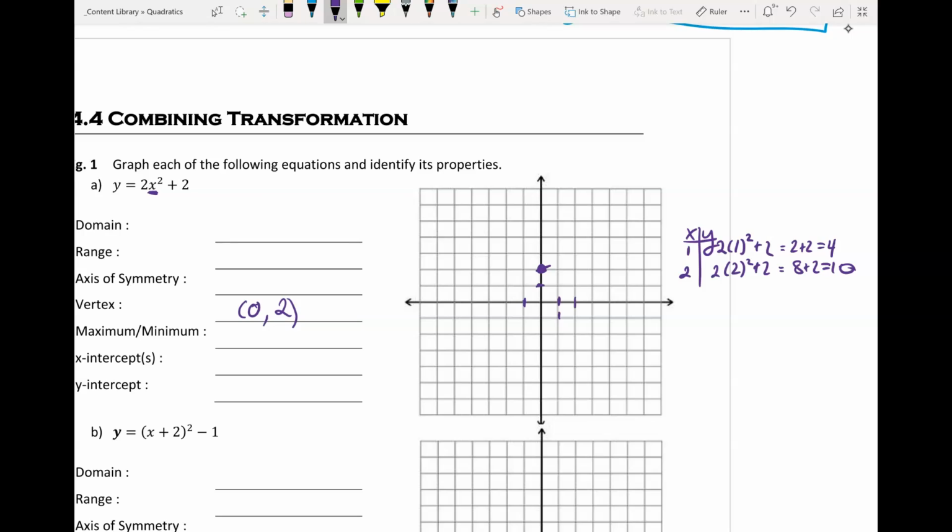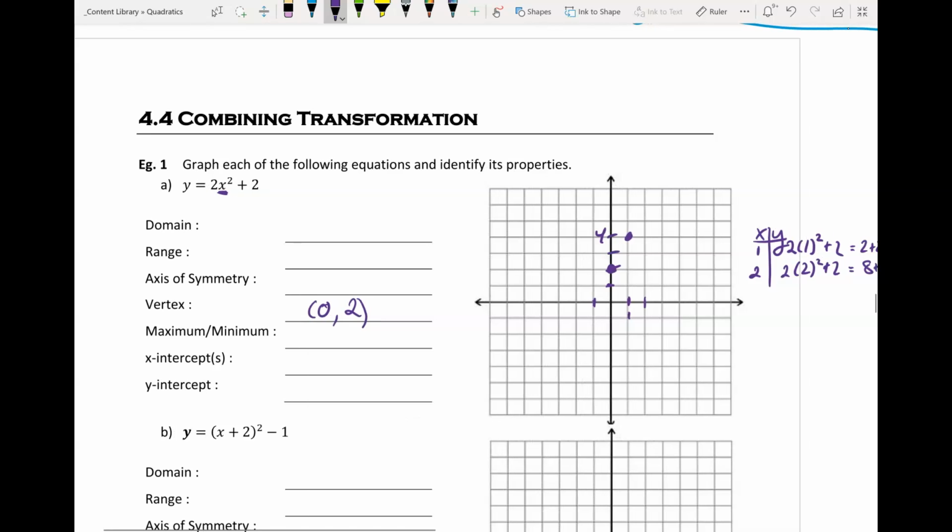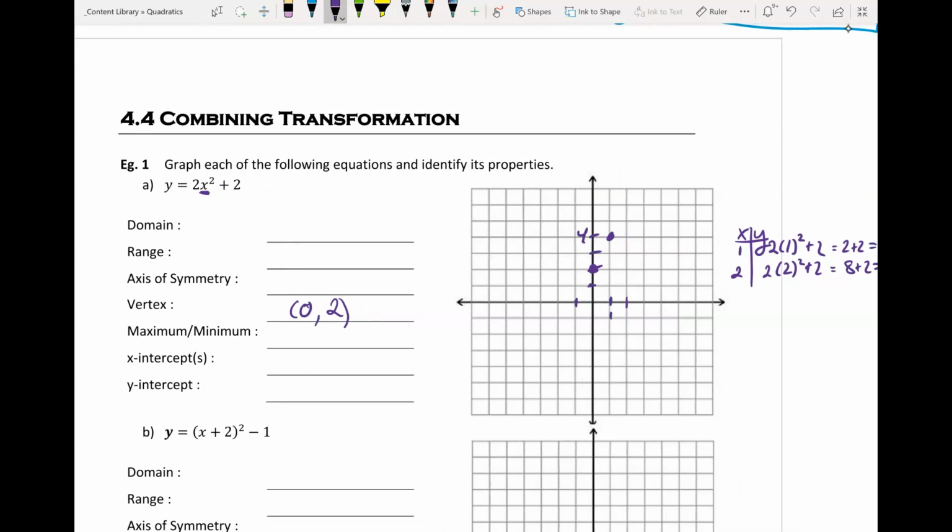So our y value 10 will go beyond the graph, so we can just maybe graph the 1, 4. And we know that our parabola is symmetrical, so if I have a point at 1, 4, I'm also going to have a point at negative 1, 4. Then we'll connect our points, extend a little bit with an arrowhead, and that is our graph.